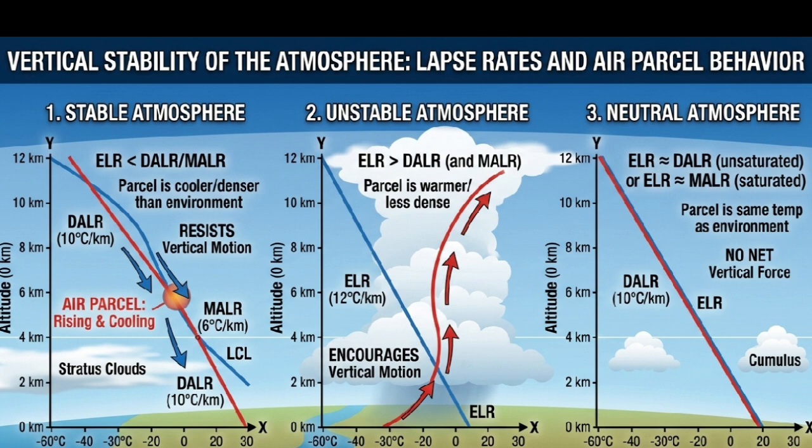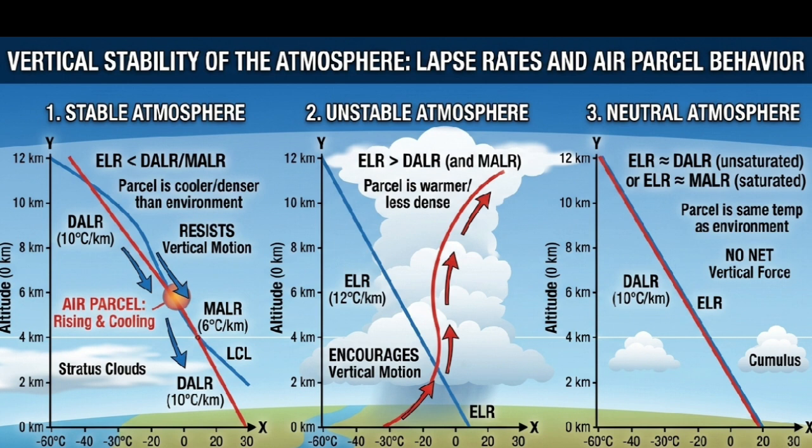Topography also plays a role. Mountains can force air to rise, sometimes triggering instability and precipitation. Similarly, weather fronts, boundaries between different air masses, can lift warm air upward, causing cloud development and storms in unstable atmospheric conditions.